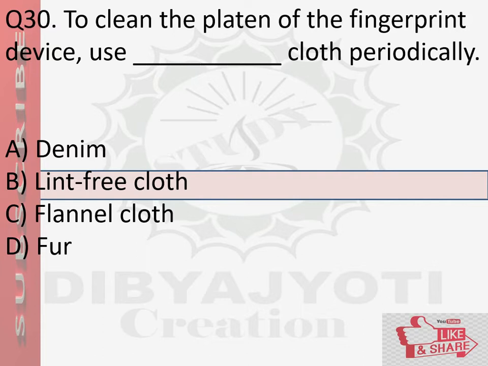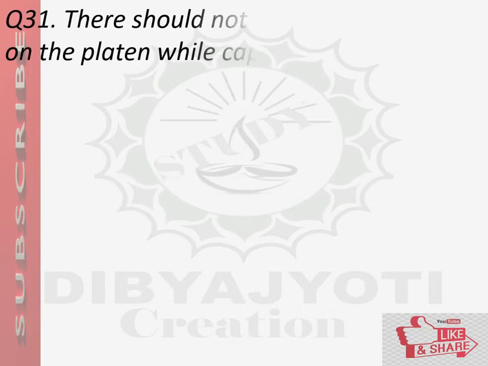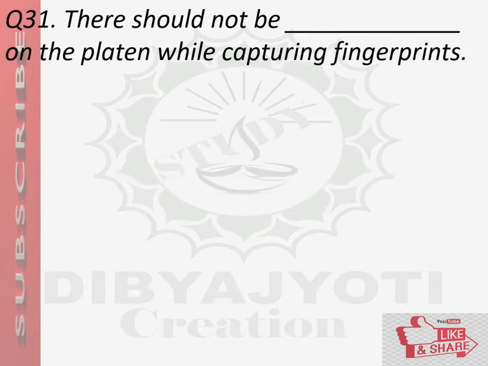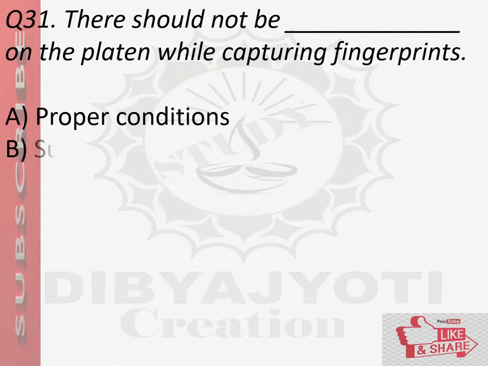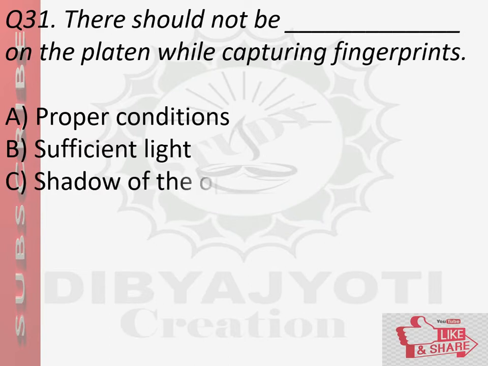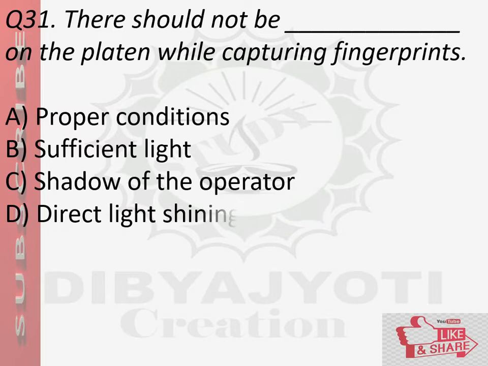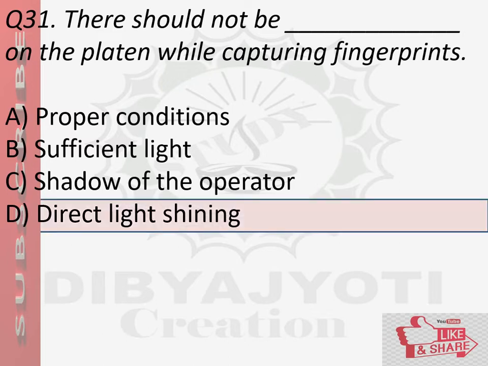Next, question number 31. There should not be dash on the platen while capturing fingerprints. Options A proper conditions, option B sufficient light, option C shadow of the operator, option D direct light shining, and answer is direct light shining.